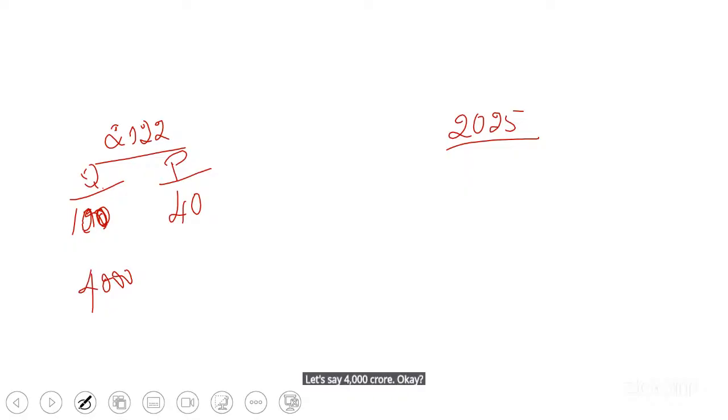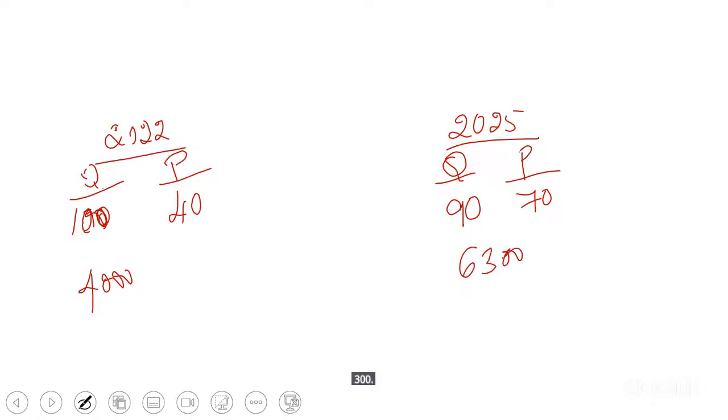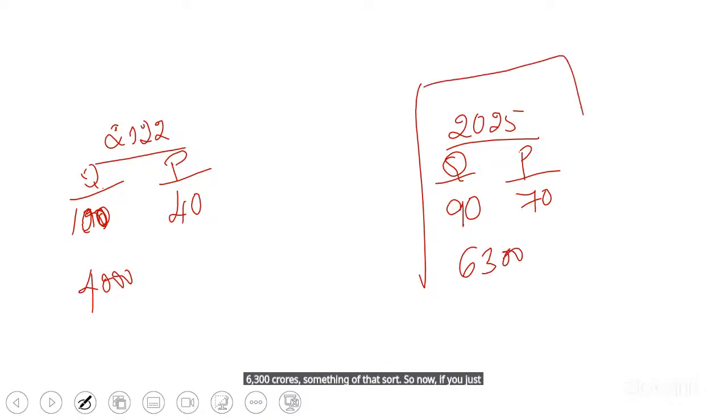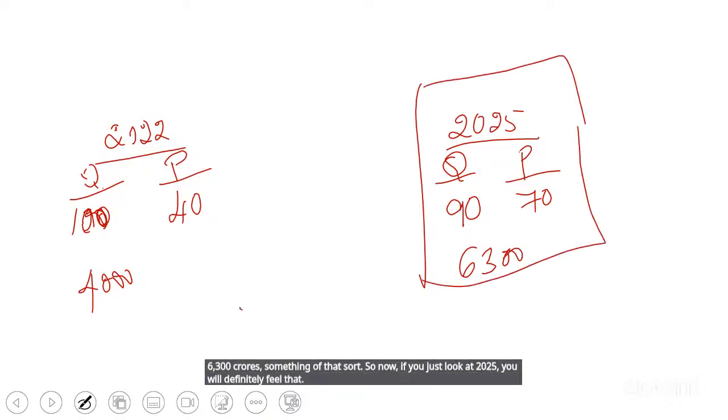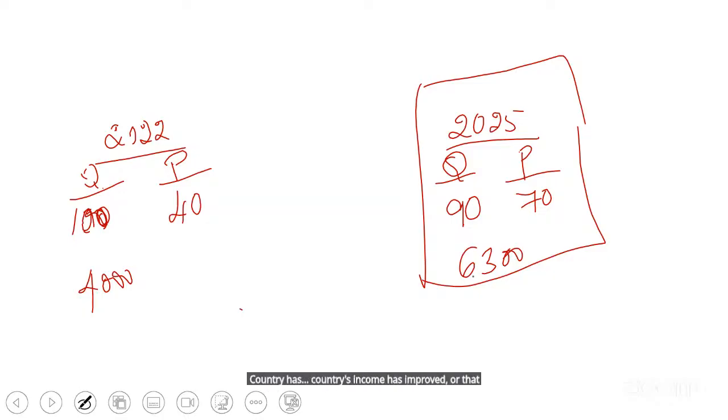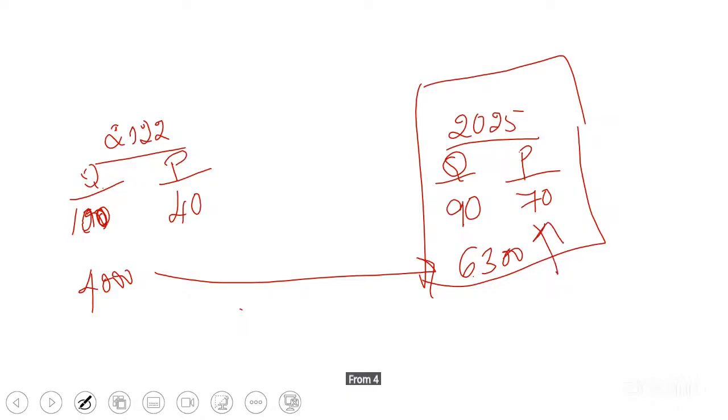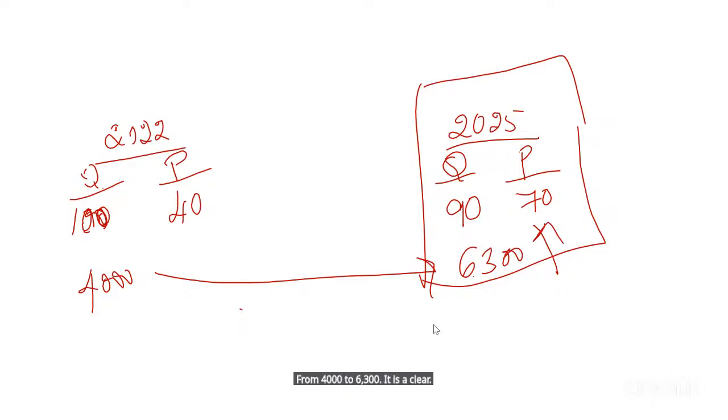Now, during 2025, the price of the rice has risen to 70 rupees, and the quantity produced is 90 quintals, whatever. Now, what is the value? 6,300. 6,300 crores, something of that sort. So now, if you just look at 2025, you will definitely feel that the country's income, or that village's income, has improved from 4,000 to 6,300. It is a clear growth, right?